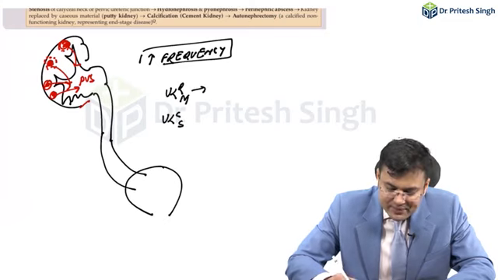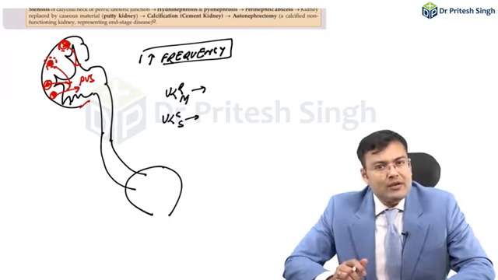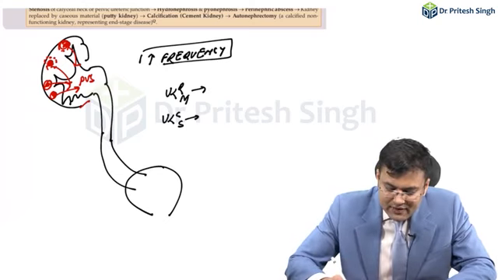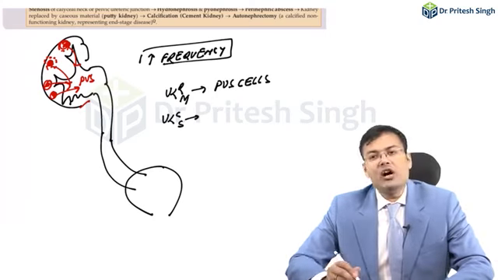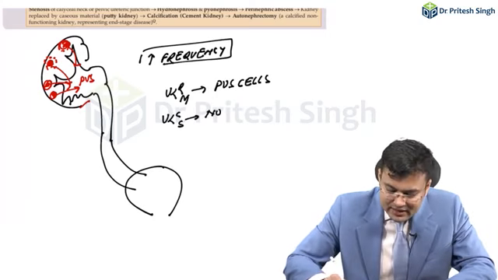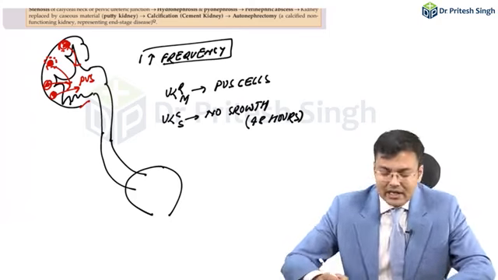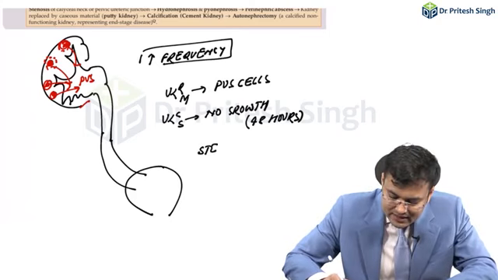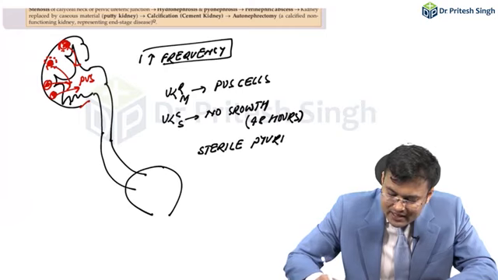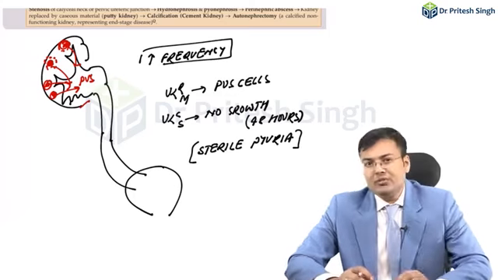When this patient comes to my OPD with increased frequency, I send urine routine and microscopy and urine culture and sensitivity. On urine routine and microscopic examination, what is found? There is presence of pus cells. And on urine culture and sensitivity, there is no growth within 48 hours. It means what kind of pyuria is this? This is sterile pyuria, which is the characteristic feature of tuberculosis.